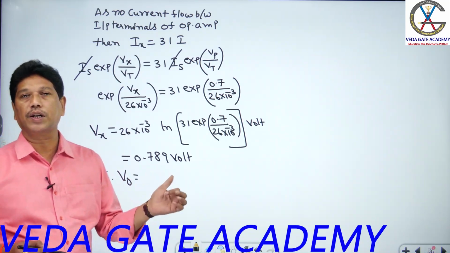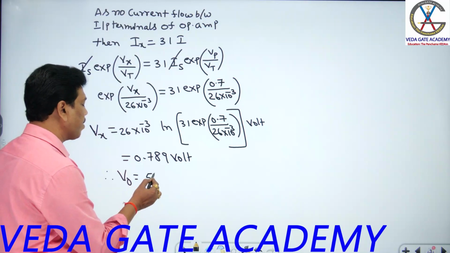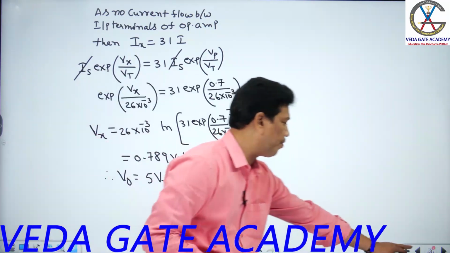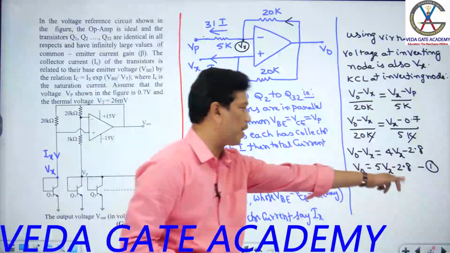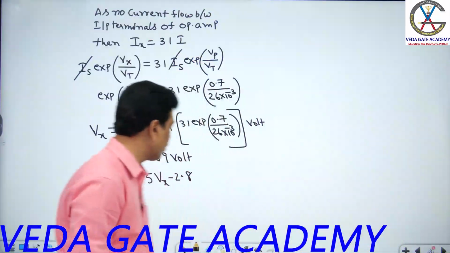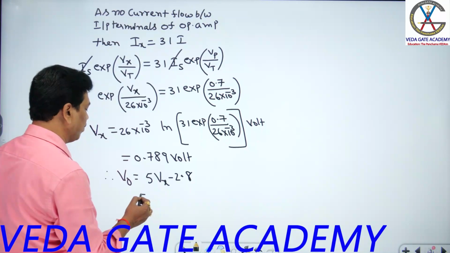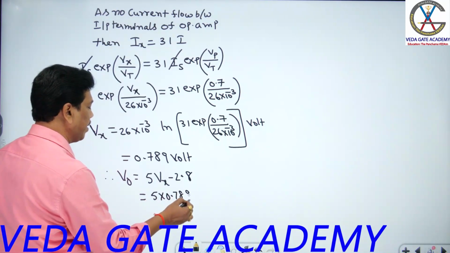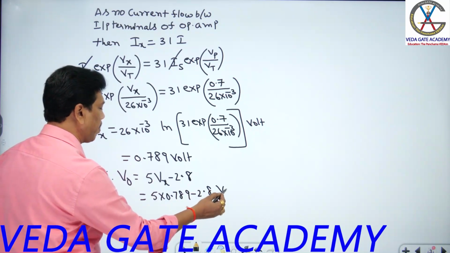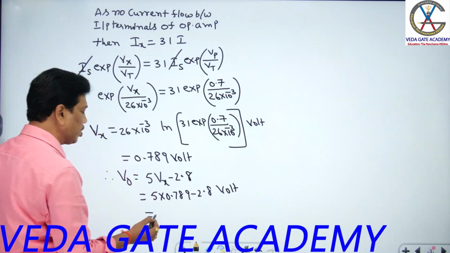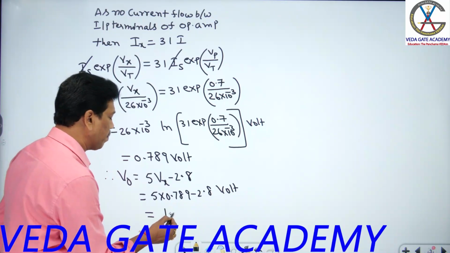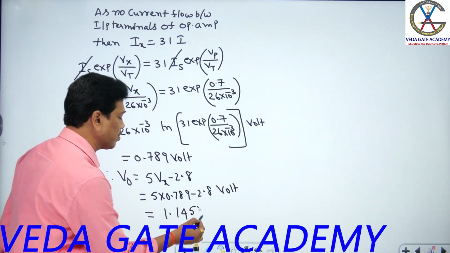So we already discussed that output V0 equal to what, sir? 5Vx minus 2.8 from equation 1. Output V0 equal to 5Vx minus 2.8, sir, from equation 1 you can call. Now I can substitute that, students. So 5 into 0.789 minus 2.8 volt. If I simplify this now, I may get that corresponding voltage, sir. That equals 1.145 volt, students.